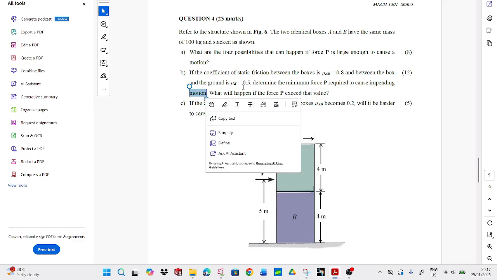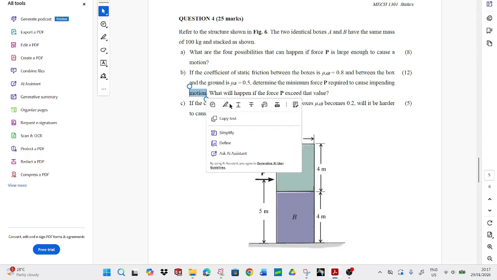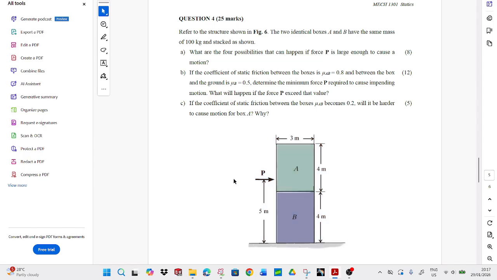If it's about impending motion, that means it's about to slip. It's not about to tip. And what would happen if the force P exceeded the value? The word is impending motion, which means the motion required for the box to slip. Actually, I think that should be about it.